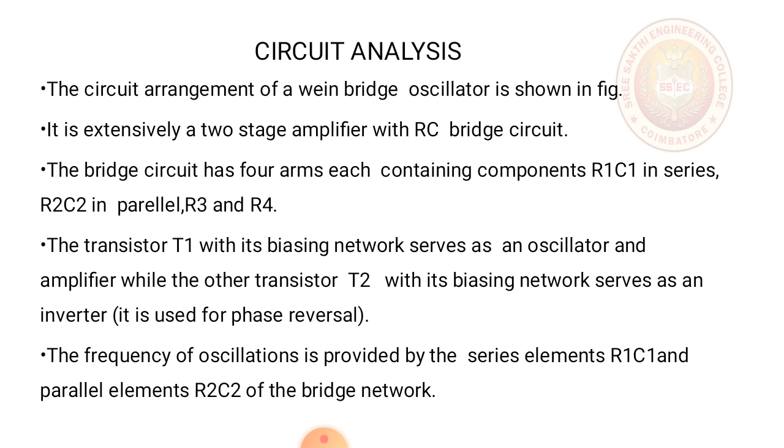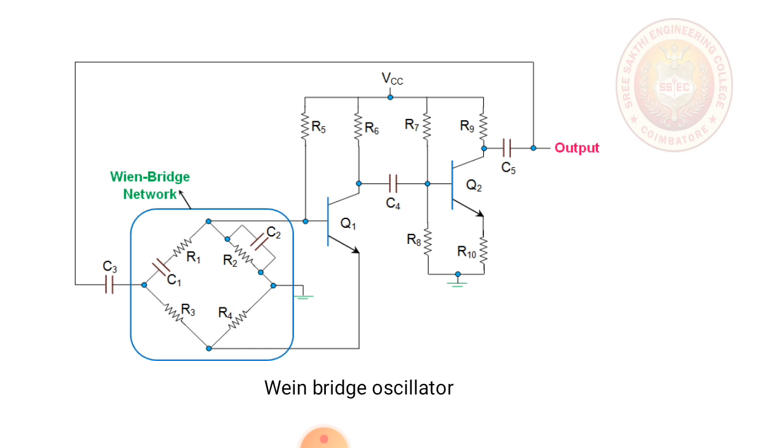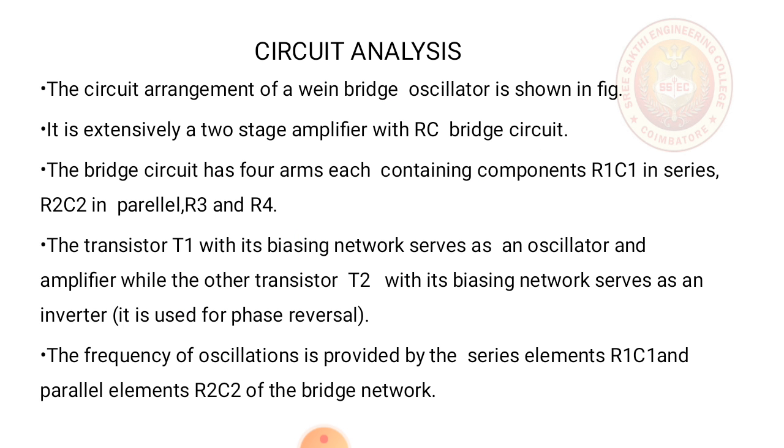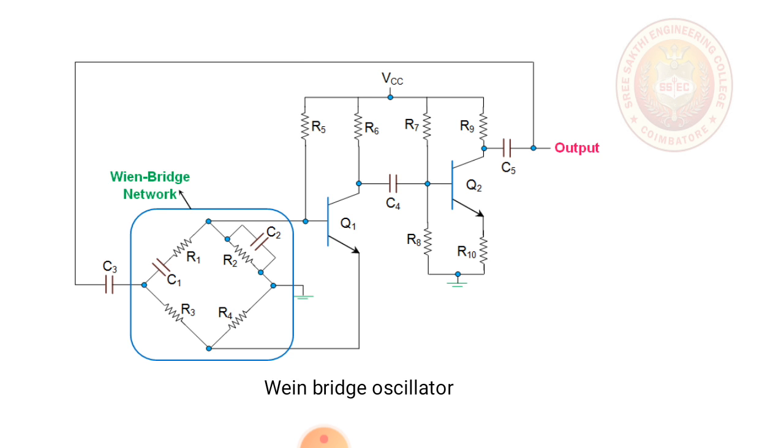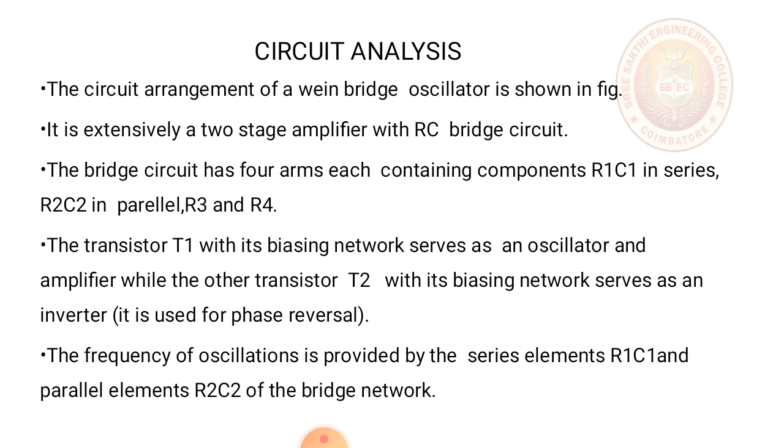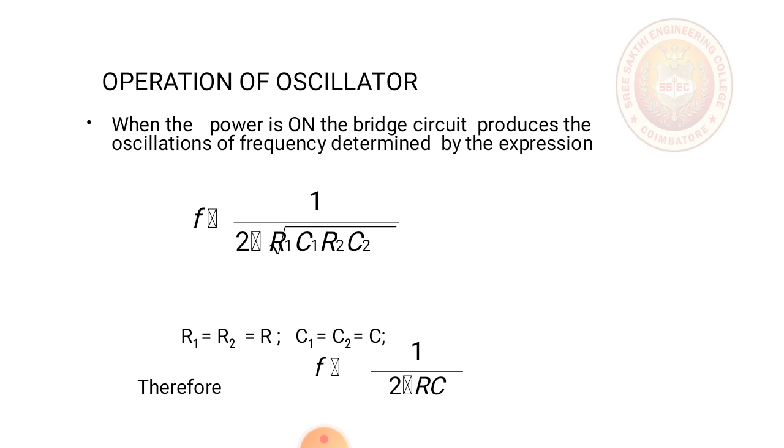The transistor T1 or Q1 with its biasing network serves as an oscillator and amplifier, while the transistor T2 or Q2 with its biasing network serves as an inverter. The frequency of oscillation is provided by the series elements R1 C1 and the parallel elements R2 C2 of the bridge network.